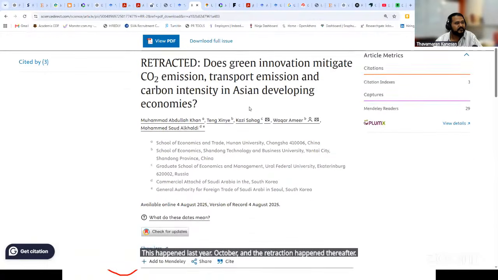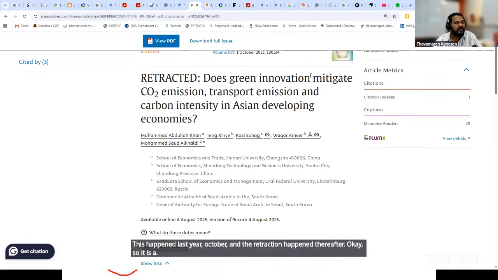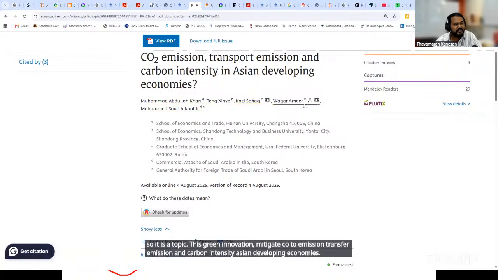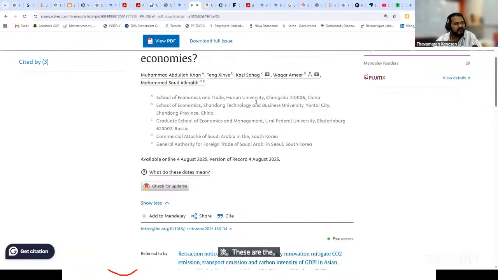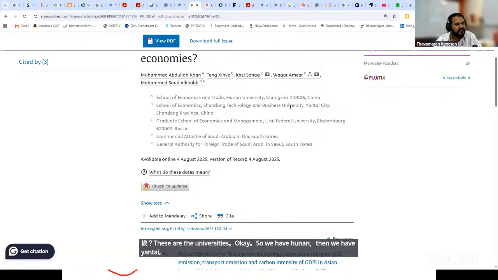So, this is the topic: does green innovation mitigate CO2 emission, transport emission, and carbon intensity in Asian developing economies? These are all the authors, proudly. And these are the universities. We have Hunan, then Yantai, Shandong Technology and Business, then Ural Federal University, then Ajou in South Korea, then Foreign Trade Saudi Arabia in Seoul, and so on and so forth.